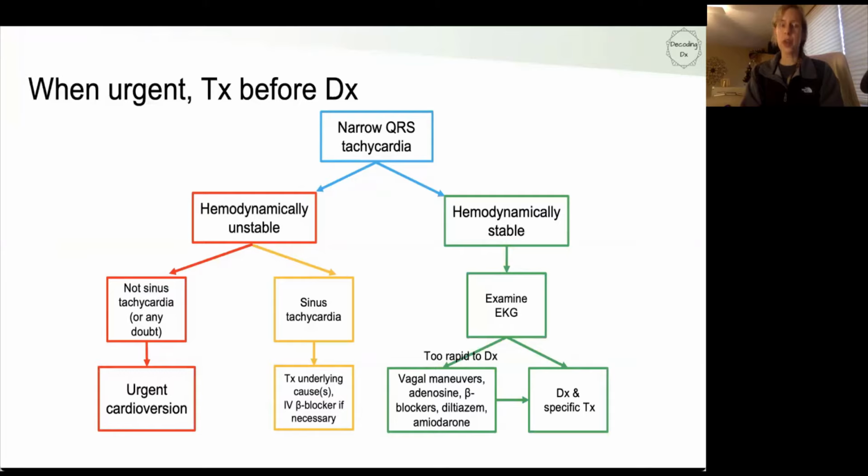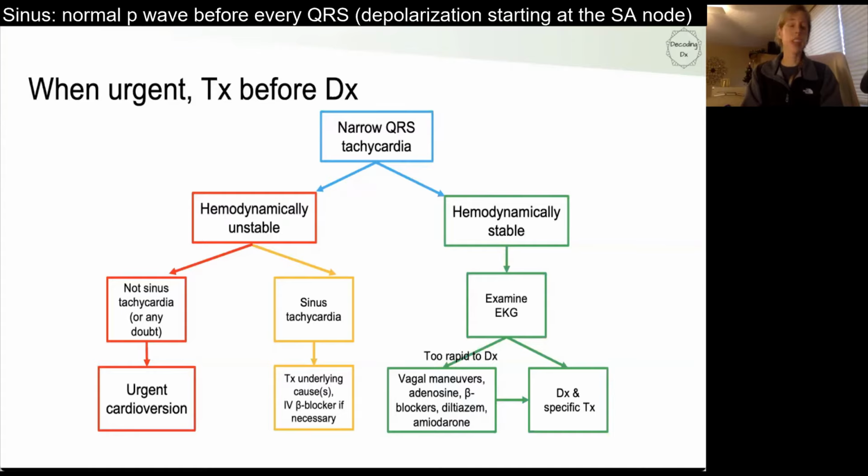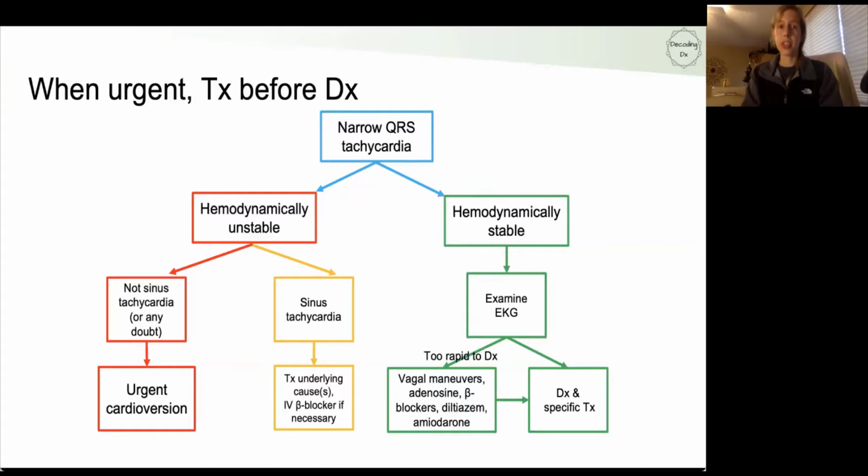First things first though, when the situation is urgent, you need to treat before you diagnose. If the patient is hemodynamically unstable, first you just need to figure out, is this sinus or not sinus? And if there's any doubt about that, urgent cardioversion is always the answer. If it is sinus tachycardia and you can be sure about that, the best treatment is to treat whatever's going on. Sometimes that might need IV beta blockers or other IV therapy, but if there's any doubt at all about it being sinus, cardioversion is the answer if they're hemodynamically unstable.